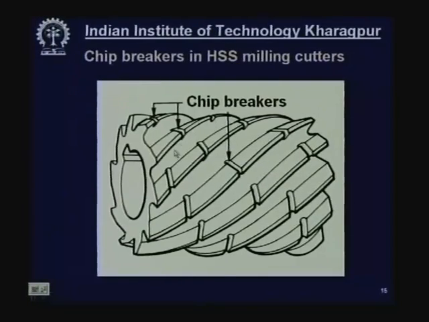Now, here you see that the chip breaking grooves are cut, but offset, this distance and this distance you see. So, the grooves will not be cut at the same distance from each other, they will be offset, so that the material will be removed throughout the work surface.